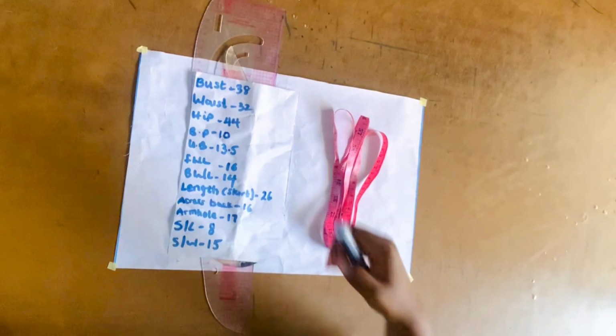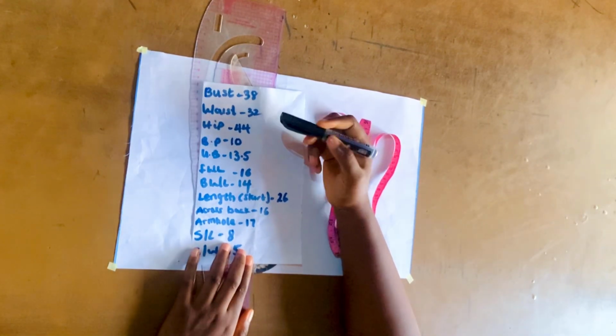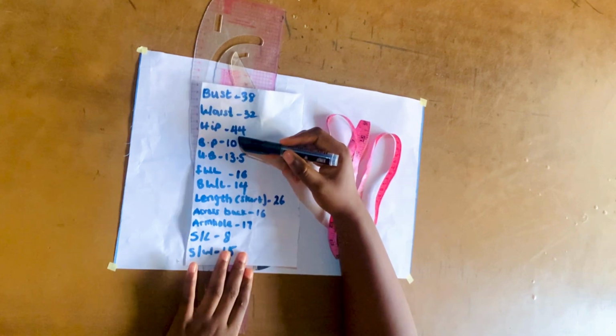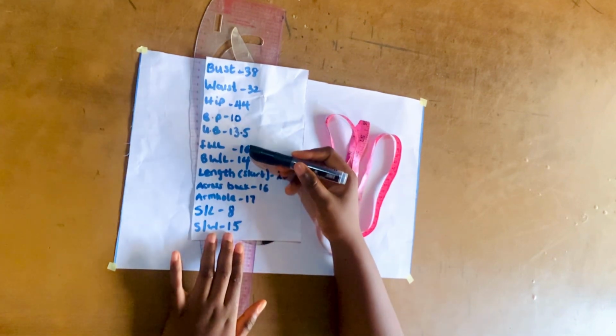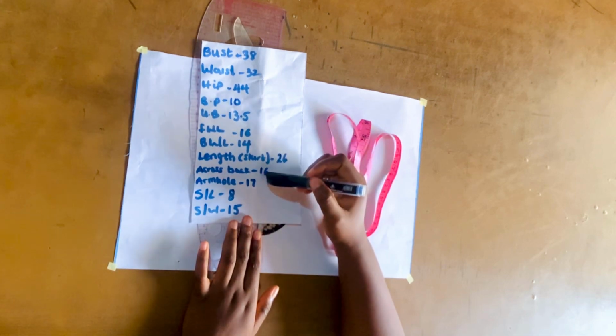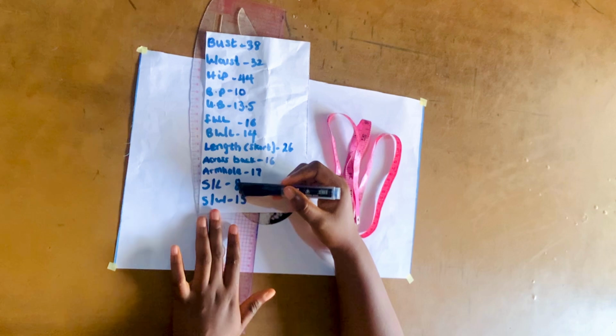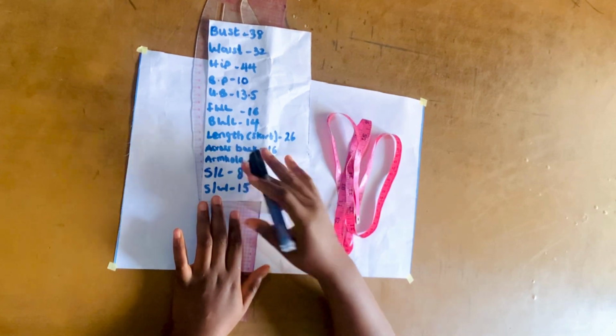Now let's get started. So these are my measurements for this dress. I have my bust measurements, the waist measurements, the hip measurements, the bust points, the under bust, the front waistline measurements, the back waistline measurements, then the length, which is the length of the skirt, the across back measurements, the armhole circumference, the sleeve length, and then the sleeve width of this dress.